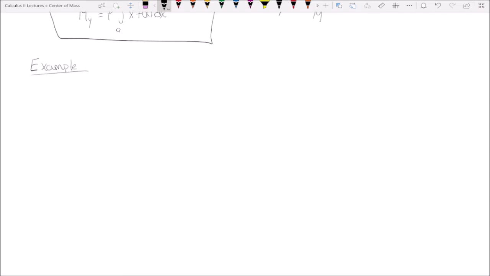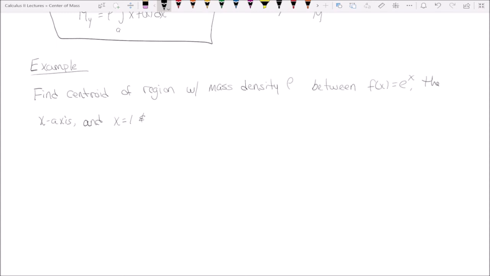We're going to find the centroid of the region with a constant mass density, rho, between f of x equals e to the x, the x-axis, and the lines x equals 1 and x equals 3.